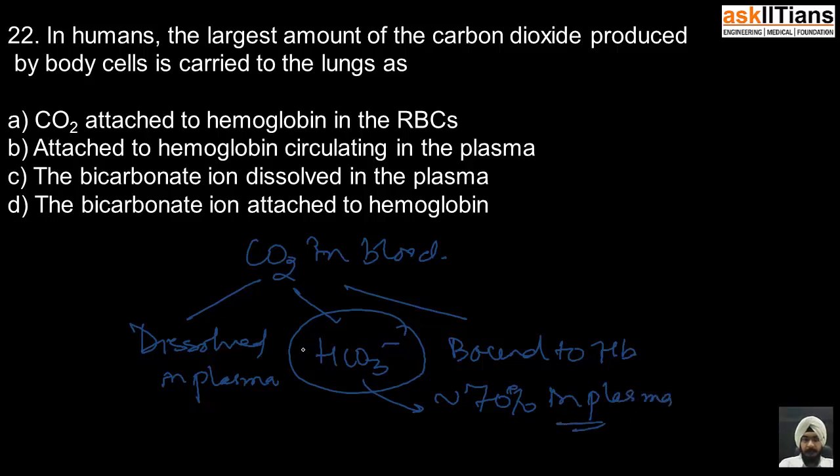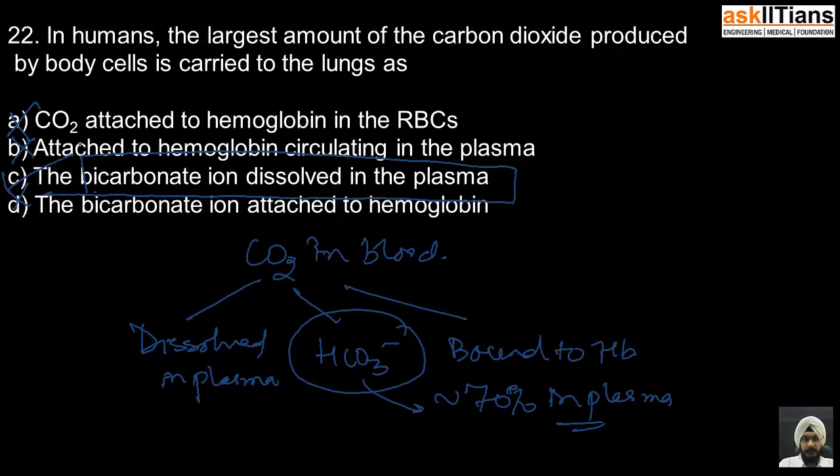So this is the maximum amount of carbon dioxide that is carried to the lungs, in the form of bicarbonate ion. So the option is bicarbonate ion dissolved in the plasma. So this is the correct option. Rest of the options are incorrect. Why?